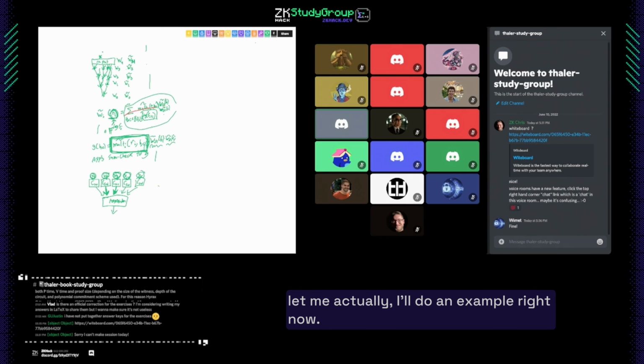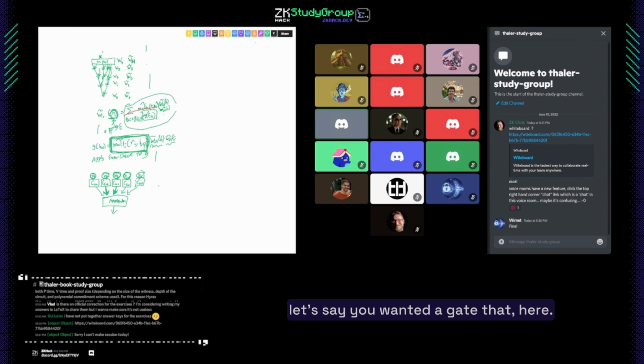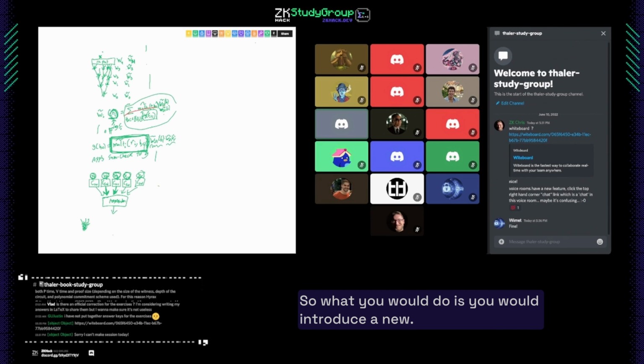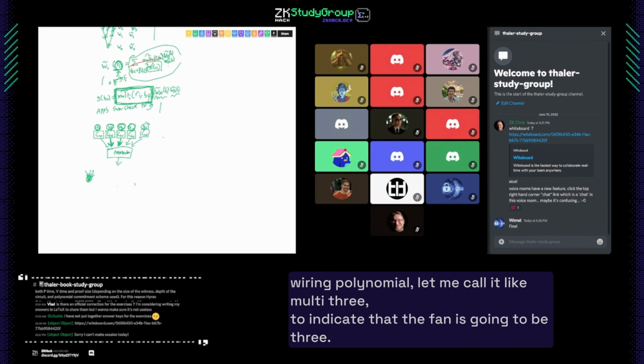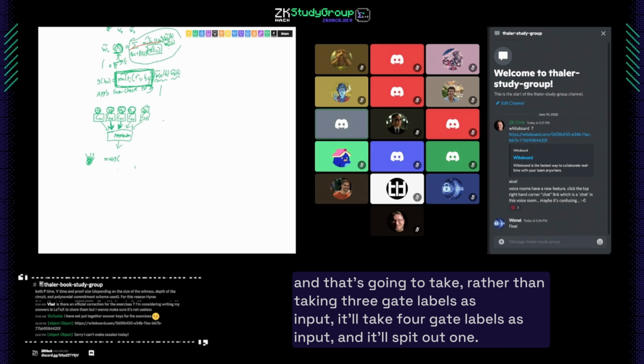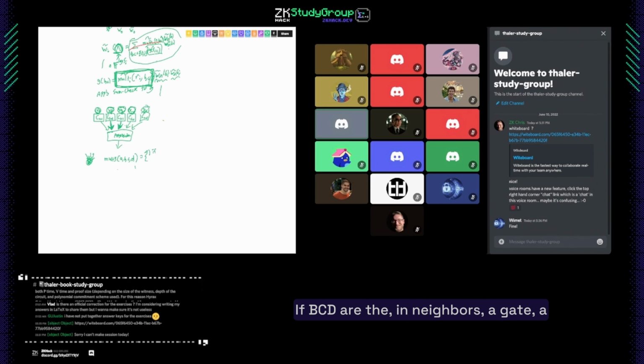I'll do an example right now. Here's the simplest example. Let's just say rather than being able to multiply two things together, you want to be able to multiply three things together. So what you would do is introduce a new wiring polynomial. Let me call it mult3 to indicate that the fan-in is going to be 3. And rather than taking 3 gate labels as input, it'll take 4 gate labels as input. And it'll spit out 1 if B, C, D are the in neighbors of gate A.